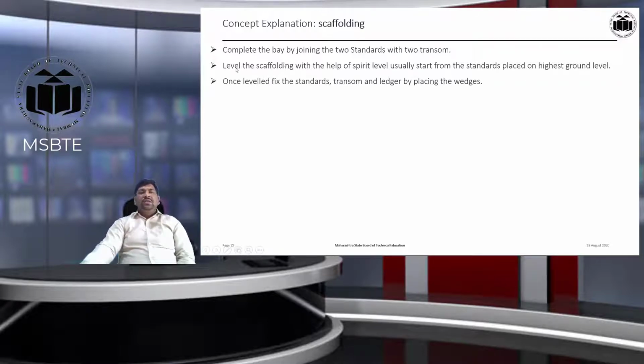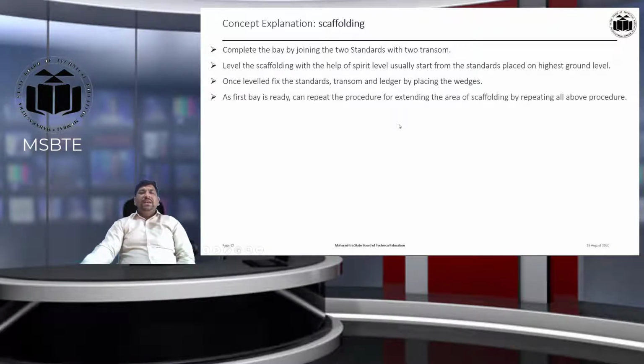This is a very important thing, that you should level your scaffolding, because if you do not level it, the distribution of loading will not be proper, and it might not be stable while working on the platform, and that's why leveling is very important. Once the scaffolding is leveled, fix the standards, transoms and ledgers by placing the wedges.